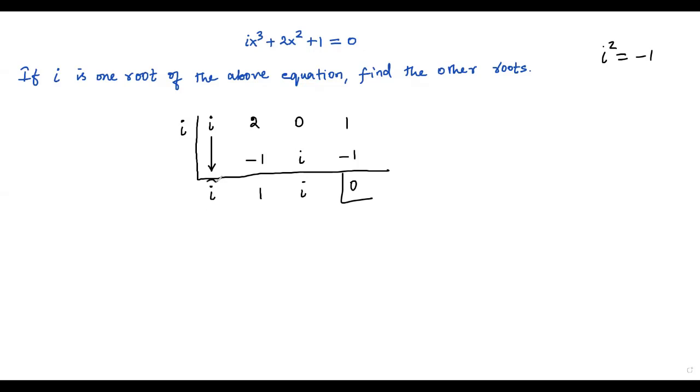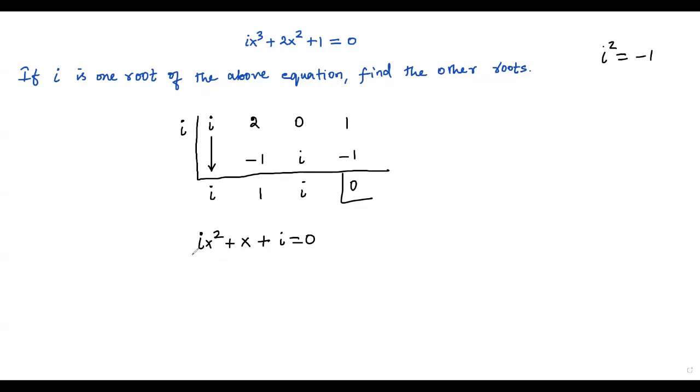For that, I have to take the first number over here, i. This i should be taken as the coefficient of x squared, so I am getting i x squared. This positive 1 should be taken as the coefficient of x, that is, positive 1 times x is just x. And this is the constant term, equal to 0. Now the given cubic equation has been reduced to a quadratic equation using the given root and synthetic division. Now I have to solve this quadratic equation. Since its degree is 2, I'll be getting 2 roots, the remaining 2 roots of the given cubic equation.